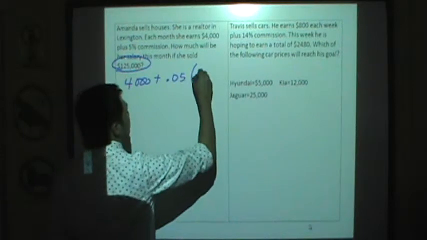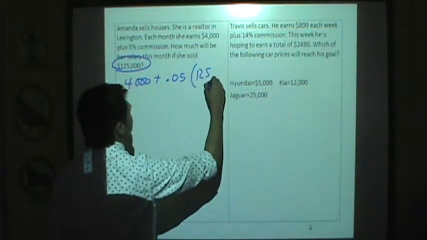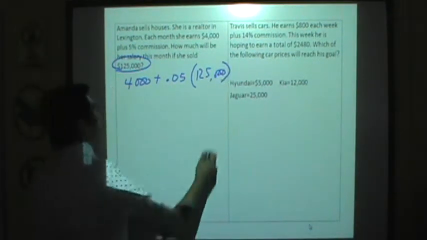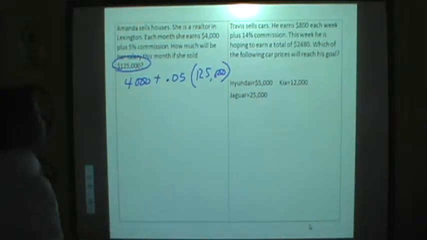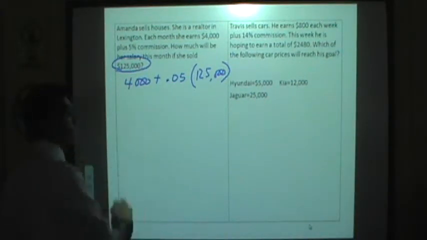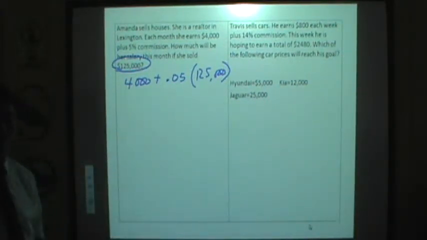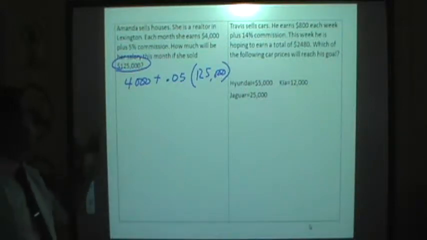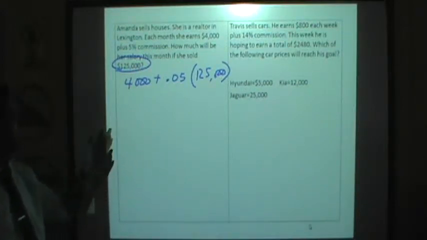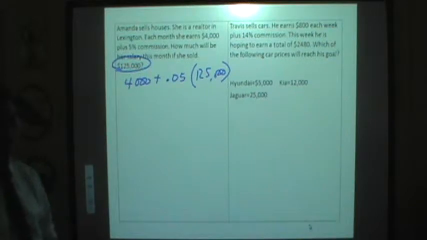So here we go, 125,000. Okay, and then using your calculator, you can easily solve this. Just press 4,000 plus 0.05 parentheses and then 125. That should be the answer.